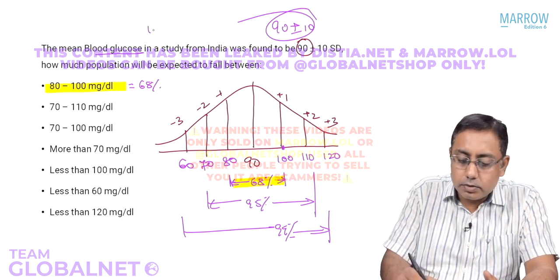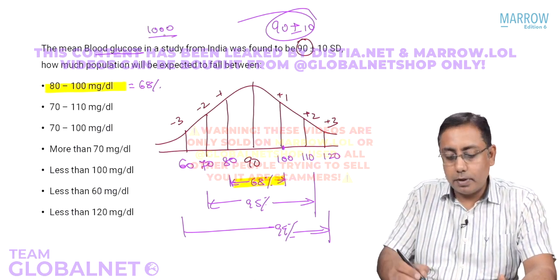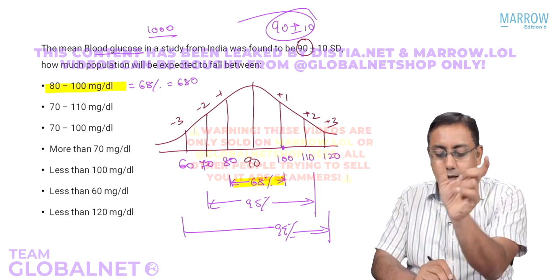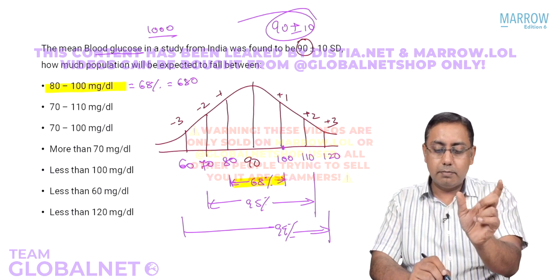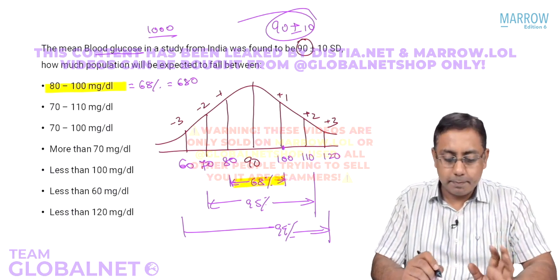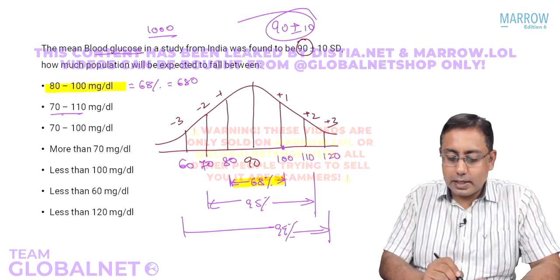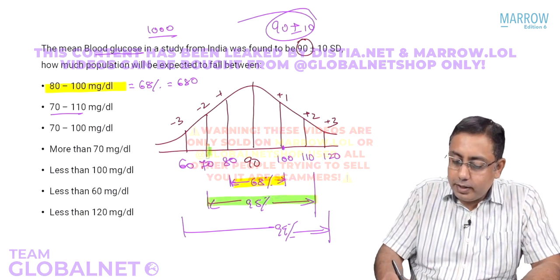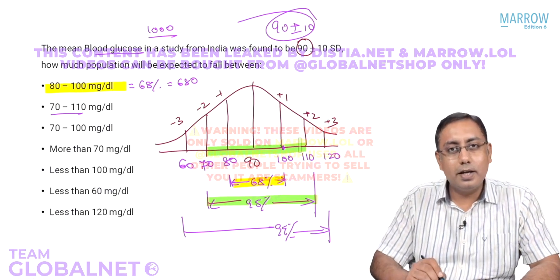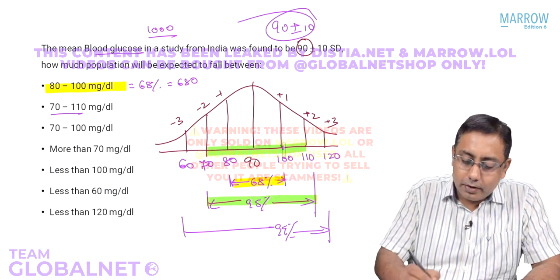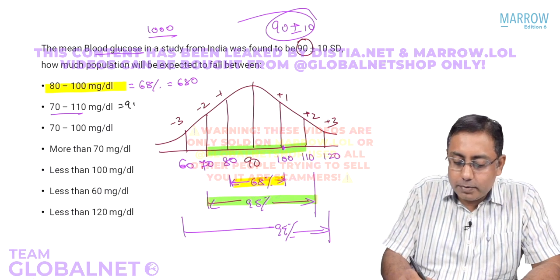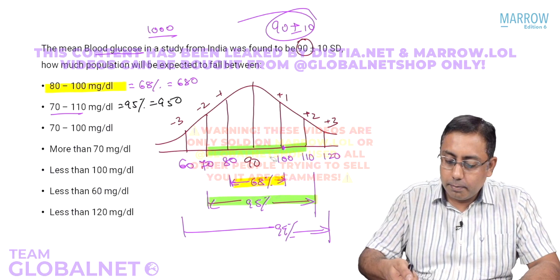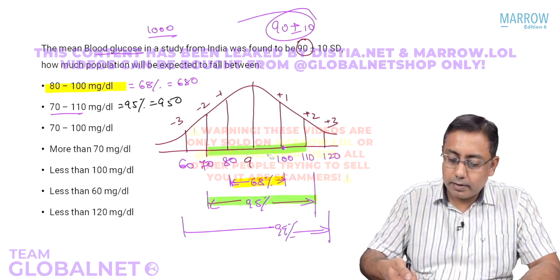Let us say there are 1,000 people. Out of 1,000 people, how many are going to lie between this? That is 680 people between 80 and 100 mg/dl of this blood glucose level. How many people will lie between 70 and 110? That is again a very simple direct MCQ. You already know that 95% is going to lie between 70 and 110, so 950 people will lie between 70 and 110.